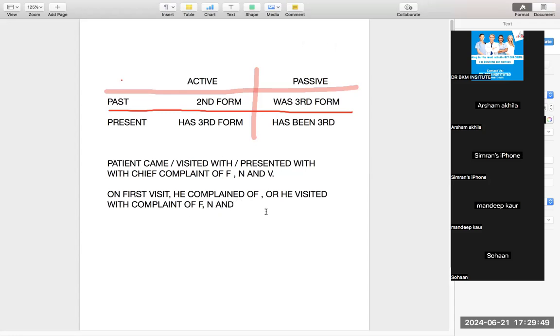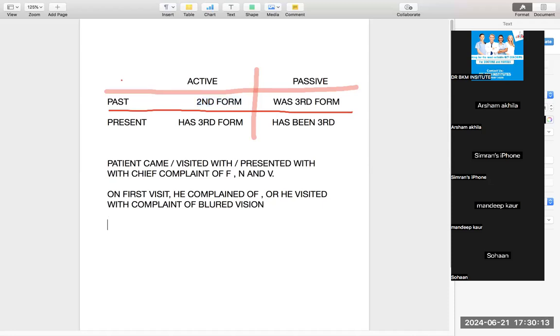Suppose the case is of diabetes and the person had a defect in the eyes, he complained of blurred vision. So this is one of the symptoms of diabetes, blurred vision, and others like frequent urination and all that stuff. What I want to teach you by this is that the second form should be used for the active.